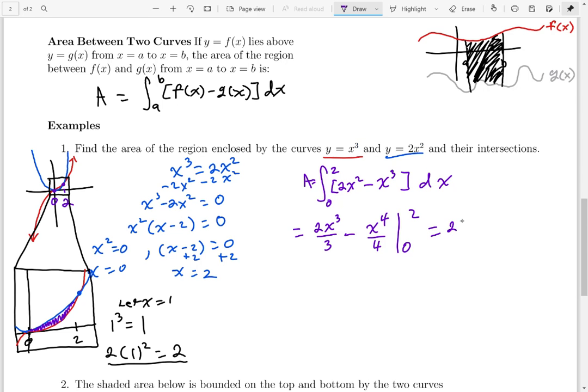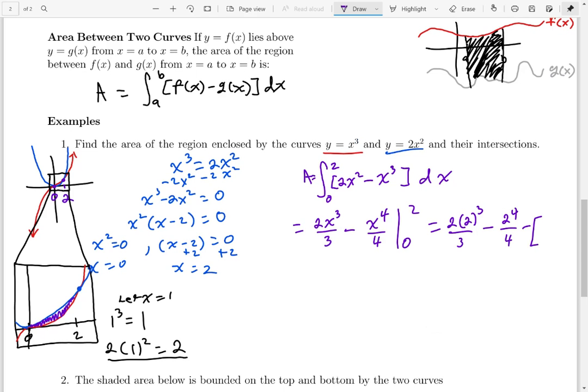That's going to be 2 times 2 cubed over 3 minus 2 to the 4th over 4, minus all of that function with 0 plugged in. But that's just going to be 0 cubed is 0, times 2 is 0, divided by 3 is still 0, minus 0, so that's just minus 0. And so then we get 16 thirds minus 16 fourths, or 4, which I get to be 4 thirds. And so now I know that the area bounded between those two curves is 4 thirds.